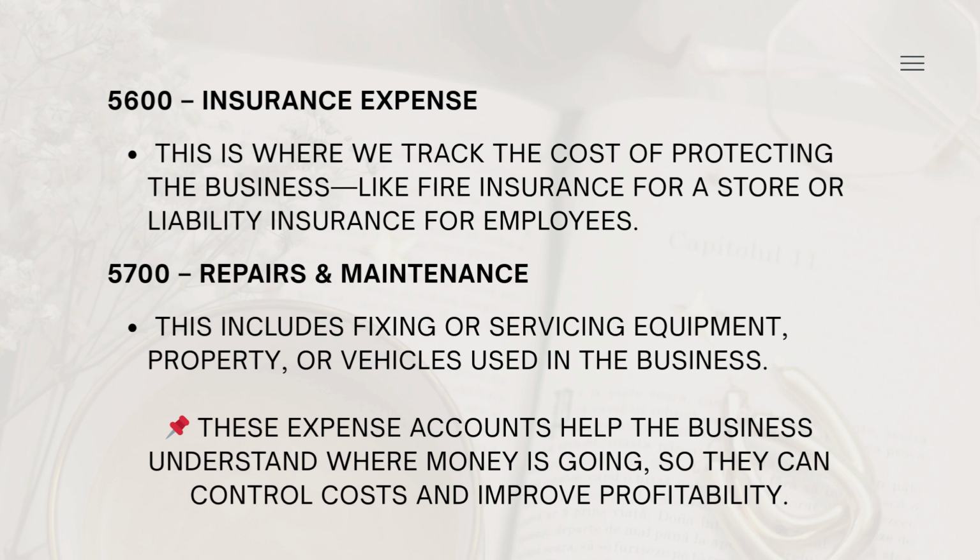5,600. Insurance expense. This is where we track the cost of protecting the business, like fire insurance for a store or liability insurance for employees. 5,700. Repairs and maintenance. This includes fixing or servicing equipment, property, or vehicles used in the business. These expense accounts help the business understand where money is going so they can control costs and improve profitability.